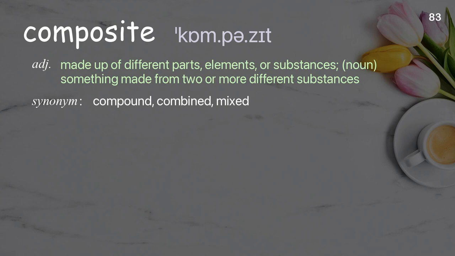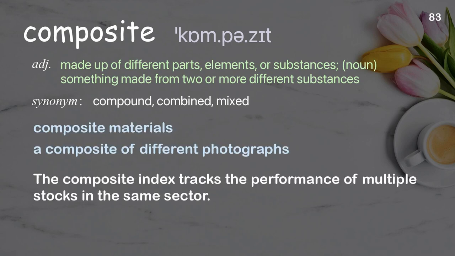Composite. Made up of different parts, elements, or substances. Noun, something made from two or more different substances. Examples: composite materials, a composite of different photographs. The composite index tracks the performance of multiple stocks in the same sector.